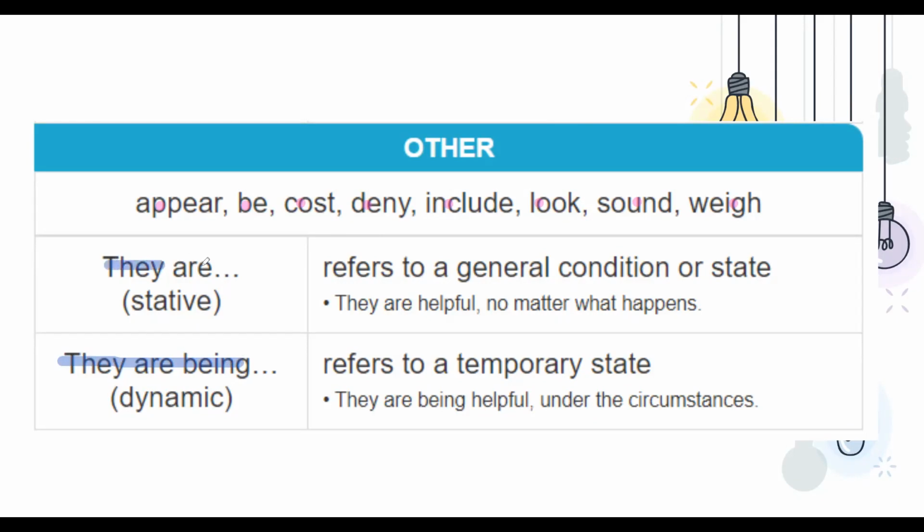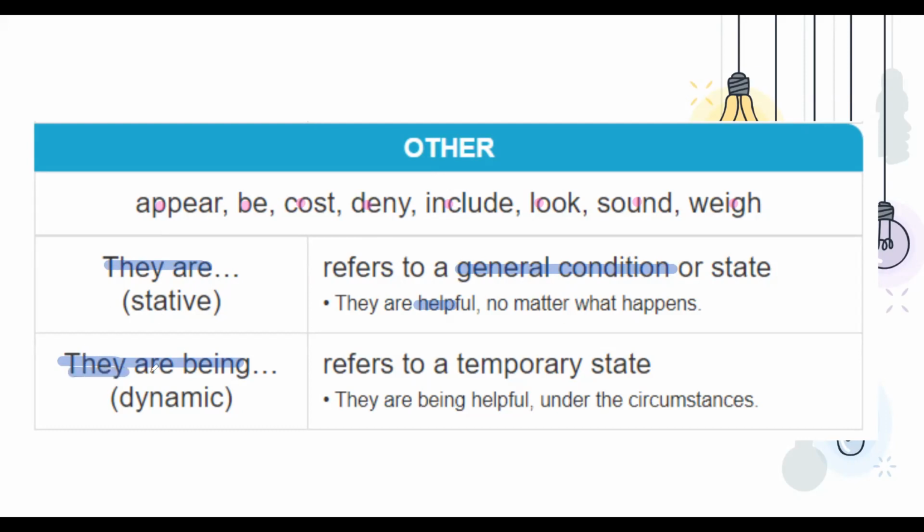So if I just say they are, or I am, or he, she, it is, etc., it refers to a general condition or a description of the person. They are helpful no matter what happens. So I'm describing their personality maybe, or a characteristic that they have that is always the same. They are helpful. That's their personality, or that's the general way they are.